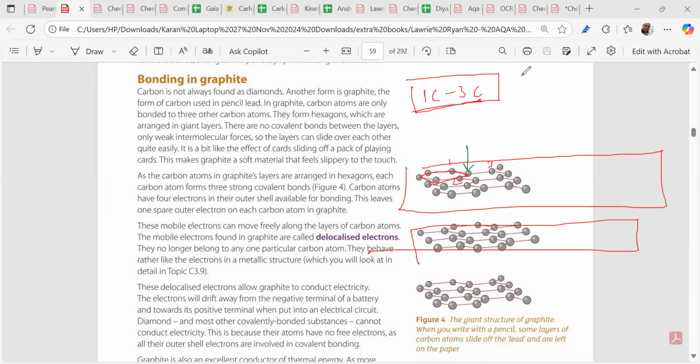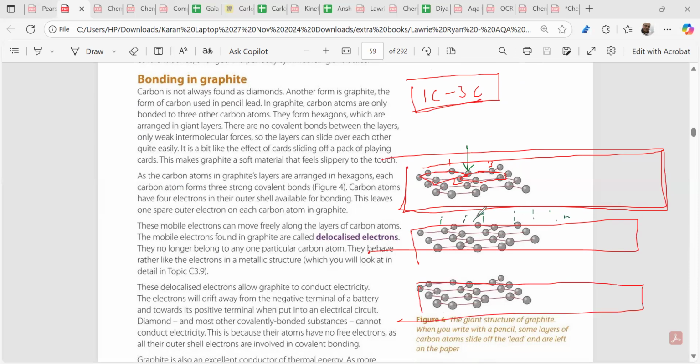In graphite, we have one carbon attached to three other carbons, in the form of hexagons. Can you see this? These are the hexagons, in the form of giant layers. And one layer is attracted to another layer by weak attraction forces, which can be easily broken. So one layer can easily slide over the other layer, making graphite useful as a lubricant also.